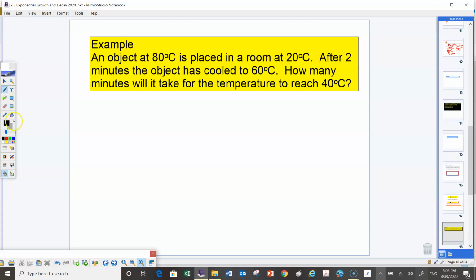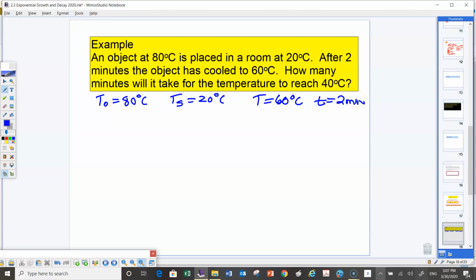And in this example, it talks about an object at 80 degrees Celsius is placed in a room at 20. After 2 minutes, the object is cooled to 60. How many minutes will it take for the temperature to reach 40? So let's start off with what we know. Originally we know that our object was at 80 degrees Celsius. And then the temperature of the surroundings was equal to 20 degrees Celsius. After 2 minutes, it says that the object had cooled to 60 degrees, so that's my final temperature. And the time it took this to happen was 2 minutes.